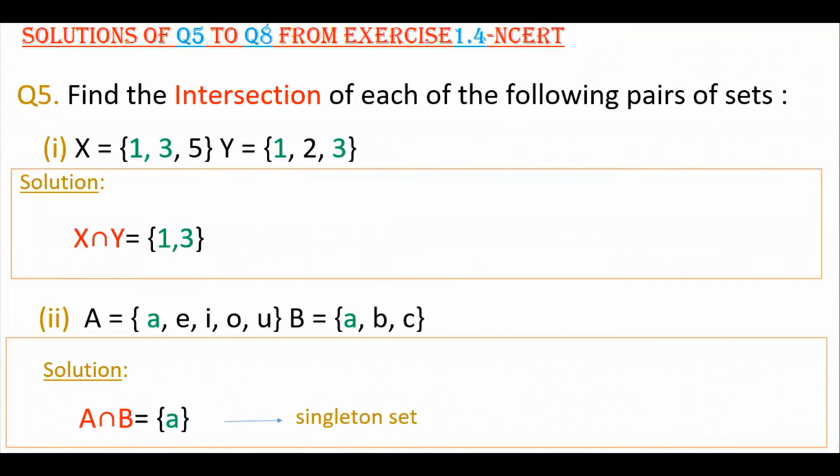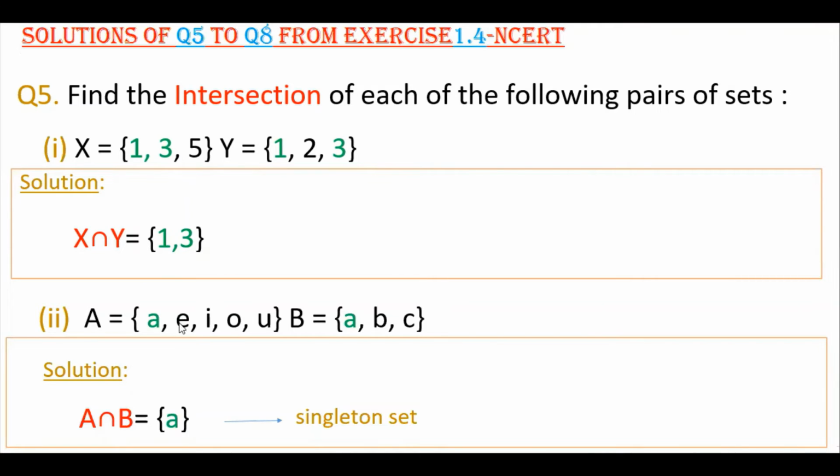Now I am going to tell the solutions of questions 5 to 8 from exercise 1.4 from NCERT class 11. This is the fifth question. Find the intersection of each of the following pairs of sets. The first one is X is equal to {1, 3, 5} and Y is equal to {1, 2, 3}. So you have to intersect these two sets. So see the common elements here. Those are 1, 3. So X intersection Y is equal to {1, 3}.